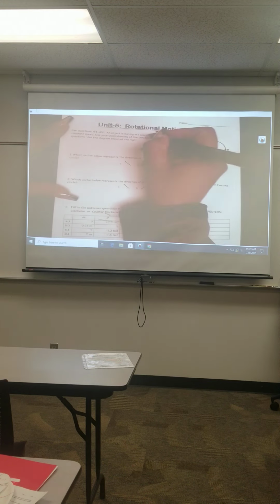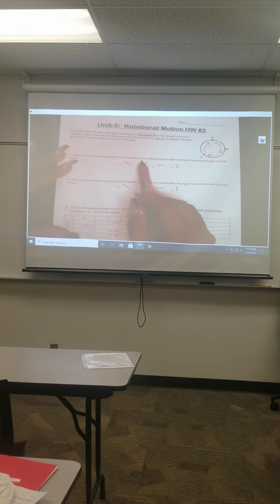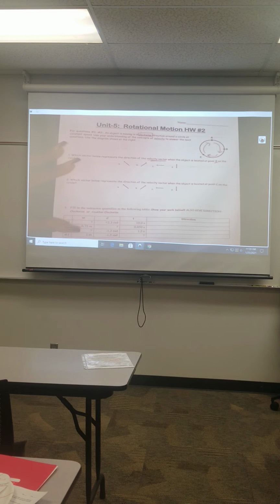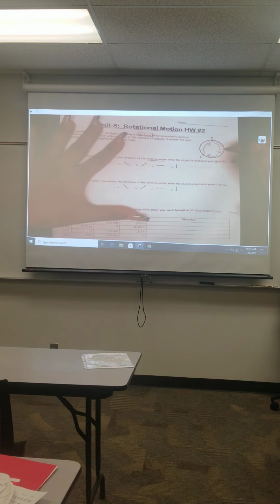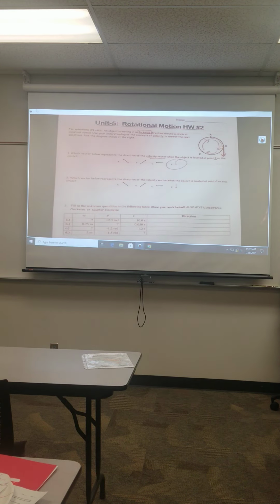It says here that it's moving clockwise. So clockwise is going to look like this direction. Okay, I promise you quiz, I promise you test. It tells you here, which vector below represents the direction of the velocity vector? That's the word they used here. Same thing as tangential velocity. For location B, if it was moving in this line and it broke away, it would shoot like this in a straight line due to Newton's law. So the correct answer would be D.